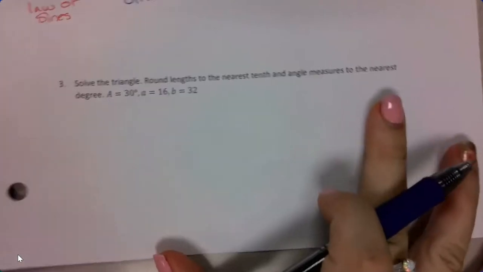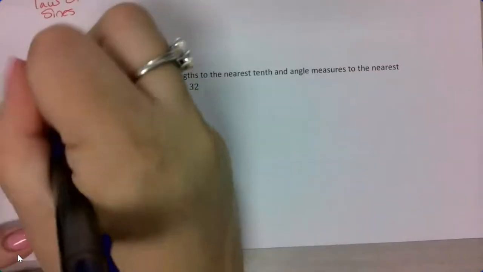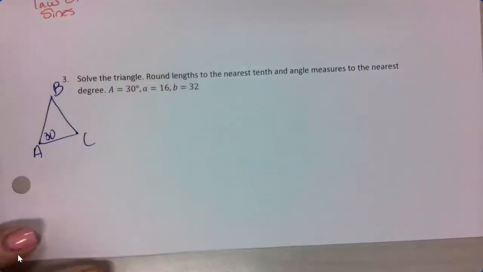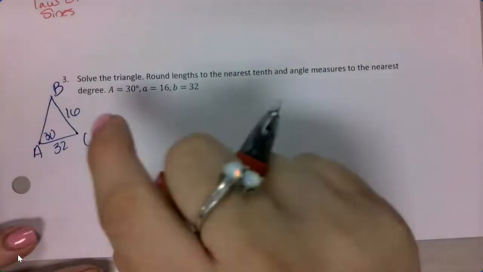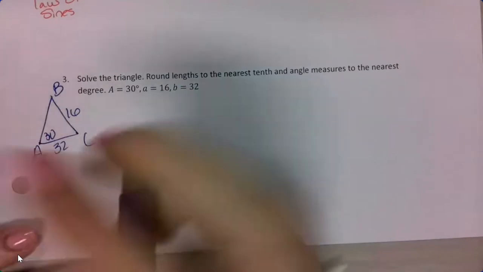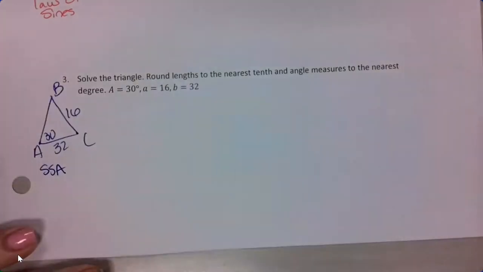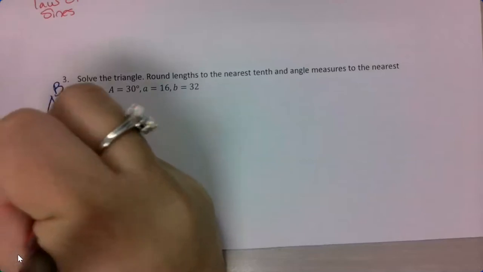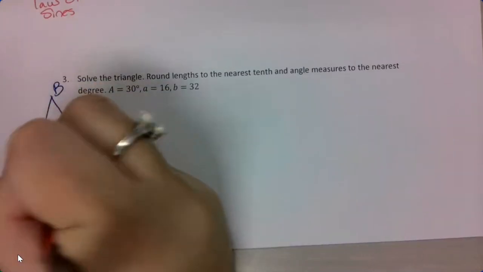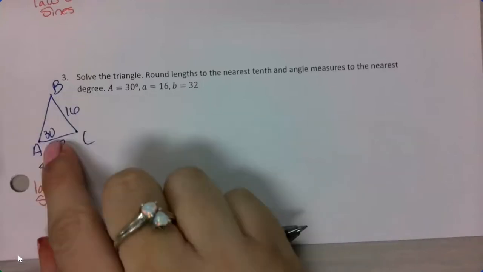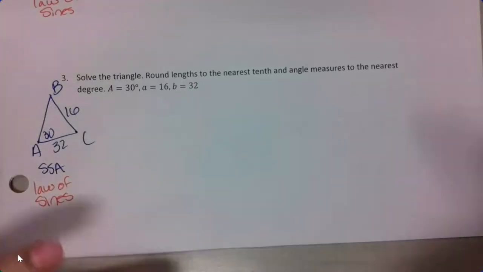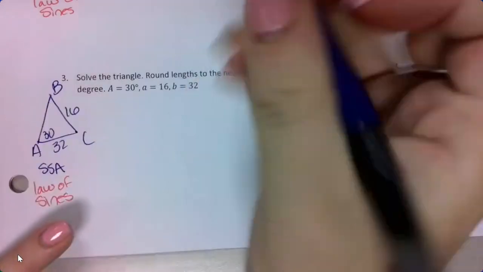This next question wants me to solve the triangle, so I need to draw the triangle. Okay, so this one, when I draw it out, I have a side, and then an angle. This one is going to be law of sines. This is the case where I can have 1 triangle, 2 triangles, or no triangles. So depending on what I get from my first answer, because my angle is acute, I may have to solve for 2 triangles here. So I'll start off by setting up my law of sines.